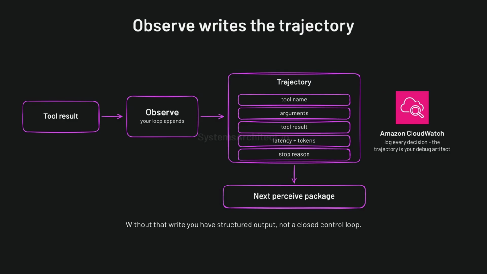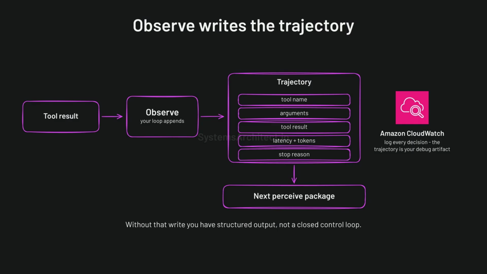Observe writes environment feedback into the agent trajectory. The model doesn't magically remember the call. Your loop must append tool name, args, and tool result. That observation becomes part of the next perceive package. Without that write, you've got structured output, not a closed control loop.